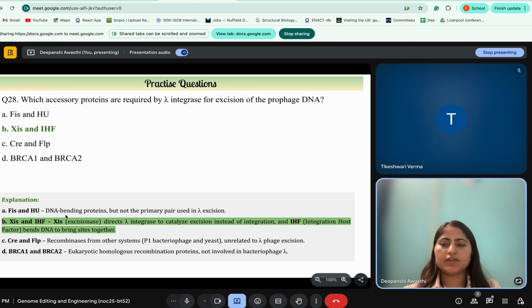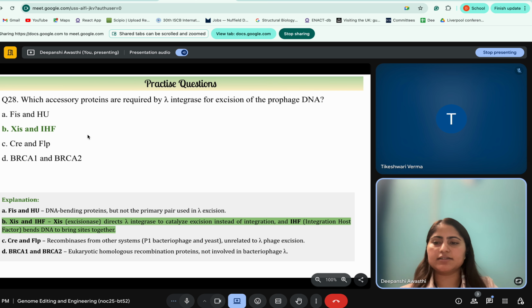All of them together are responsible for the excision, whereas FIS and HU are DNA binding proteins and not for excision. Cre and FLP, as we have discussed, are tyrosine type recombinases which are not used in lambda phage integration. Similarly, BRCA1 and 2 are involved in homologous recombination, where BRCA1 was used initially, whereas BRCA2 with PALB2 was involved in the loading of RAD51.